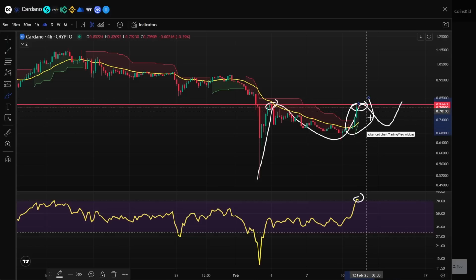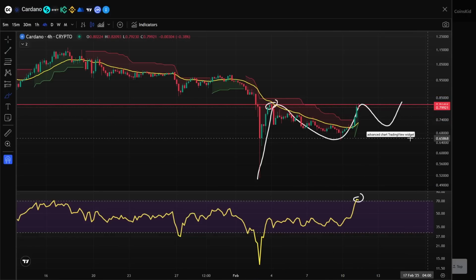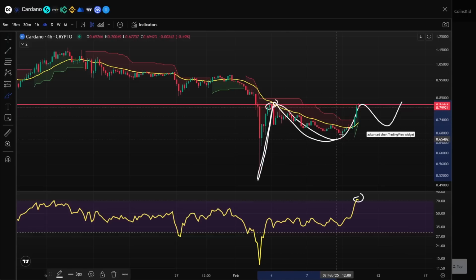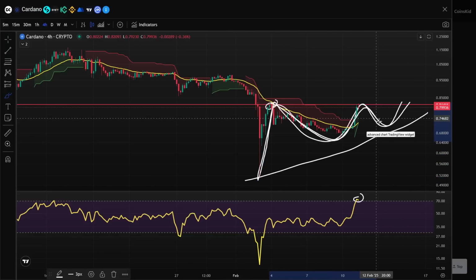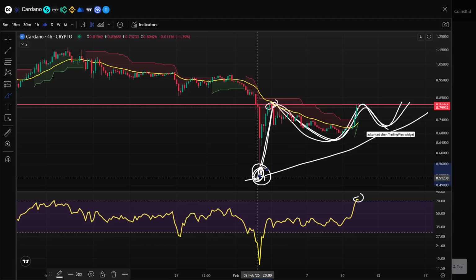So we've seen a nice little move, but what have we done? We've tagged this resistance here. So this could be part and parcel of the reversal process, which is basically an admin bottom and an ascending triangle. So for a long period of time we want to see the high low structure from this particular pivot point here, which is the selling climax.